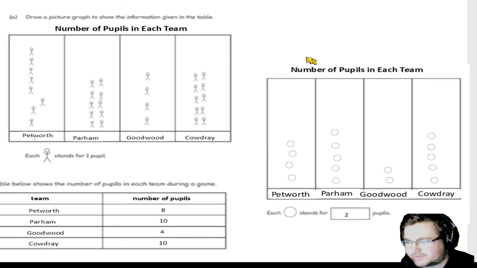So going over to here, number of pupils in each team. Now, I wondered if you noticed that the number 2 goes into all of these. I did think about the 4, and that might work. However, I'll keep it simple. Each circle stands for 2 people. So we've got 2, 4, 6, 8, 2, 4, 6, 8, 10, 2, 4, 2, 4, 6, 8, 10. Wonderful. I hope you did okay there.